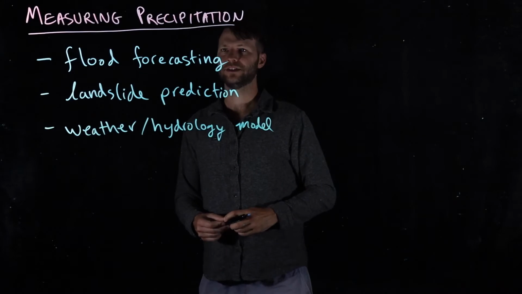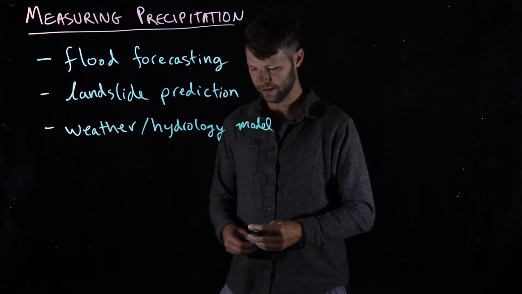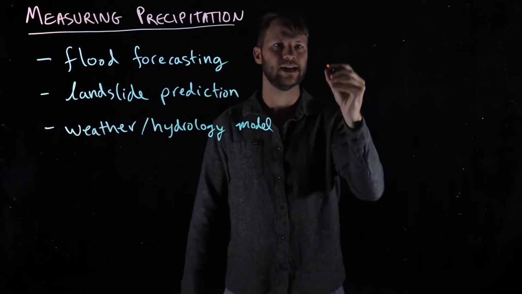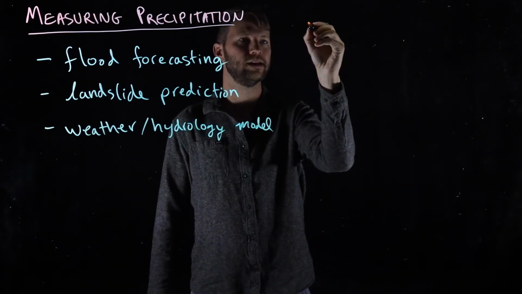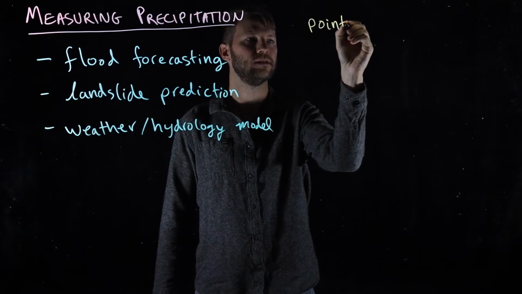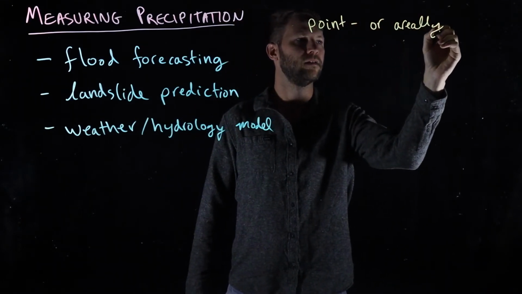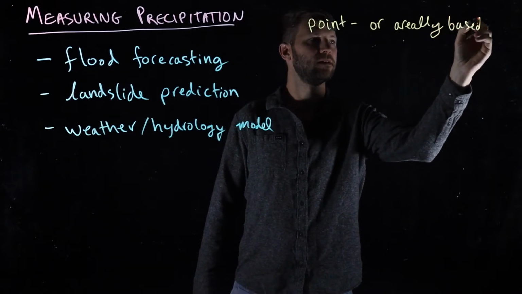How can we go about measuring precipitation? I'm going to divide the ways in which we measure precipitation into two general categories. We can make point or aerially based measurements.